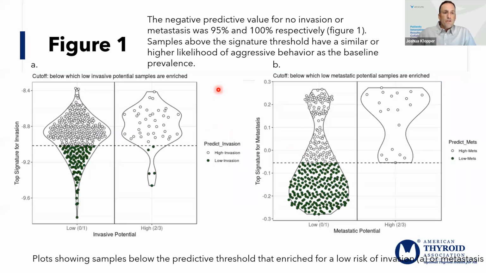Figure 1 shows thresholds that were assigned to indicate low levels of invasion or low metastatic potential. And the negative predictive value for no invasion or metastases was 95% and 100% respectively. Those samples that were above the threshold line have a higher likelihood, or at least a similar likelihood as the baseline, to have invasion or metastases.